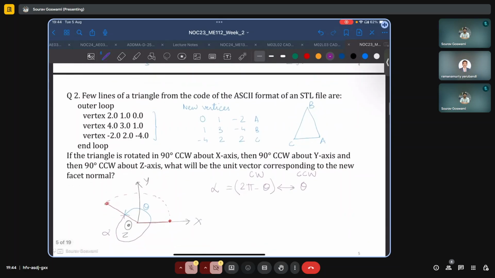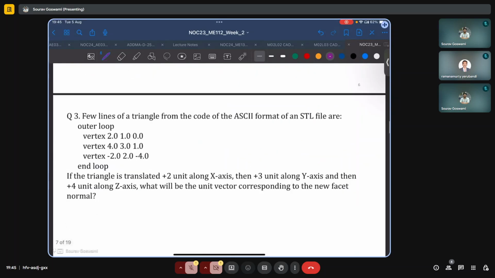The question we were dealing with is pretty similar to what we have done, so we'll not solve it in detail. Again, the only steps to be done are finding any two vectors. In the previous case, we found AB and AC. Take the cross product divided by the magnitude of this cross product, and you will end up with the new unit normal vector.